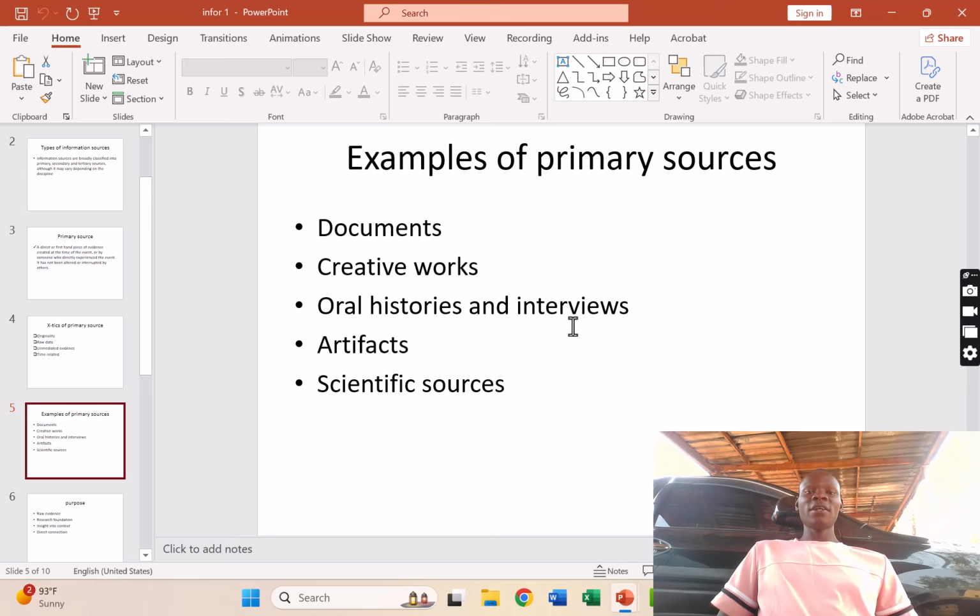You see, we also have artifacts. Artifacts are tools like clothing and everyday objects from a specified culture or historical period, like poetry from ancient Greece. Those are also examples that fall under artifacts. Then you have scientific sources, like laboratory tests carried out by a lecturer. Those also fall under the examples of primary sources.